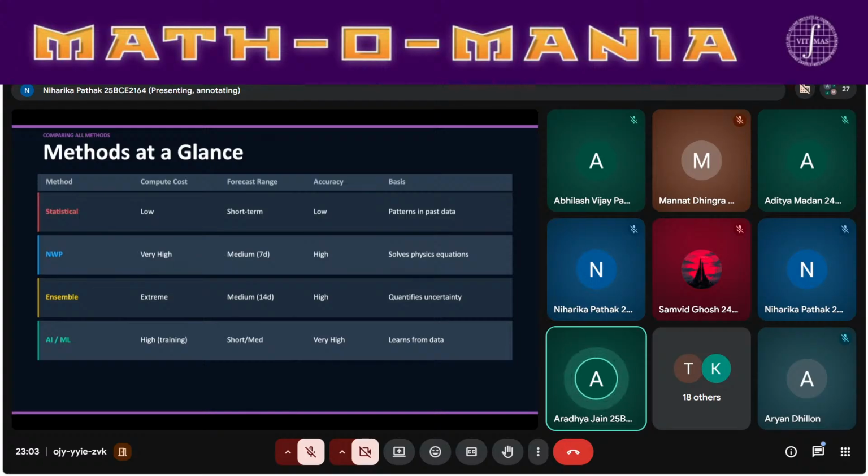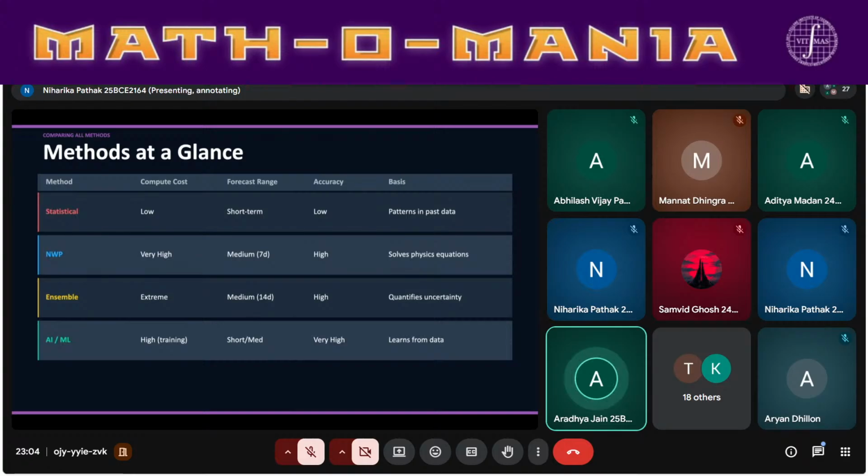Now there is the ensemble method, which requires extreme cost. And the range is around 14 days, and the accuracy is pretty good. It's more than the previous two, and it's really nice and can be trusted for a good amount of time.